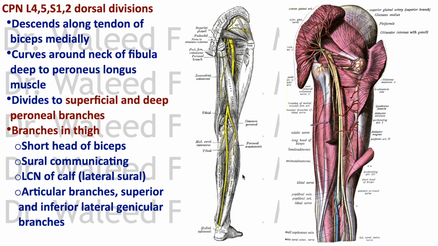Branches in the thigh, it gives the short head of biceps, as we mentioned before. It gives the sural communicating with the sural of tibial, and it gives the lateral cutaneous nerve of calf to supply cutaneous innervation to the lateral side of the leg, and gives the superior and inferior lateral genicular branches. So these are the branches of the common peroneal nerve.